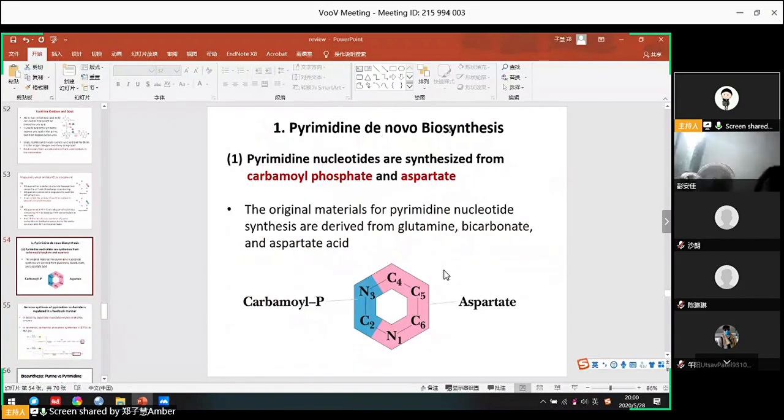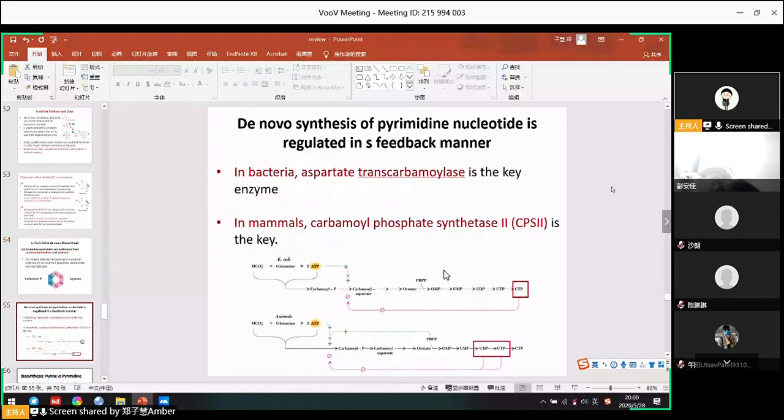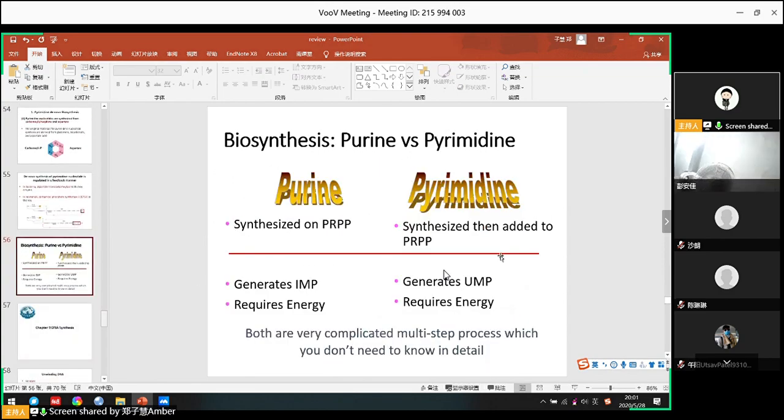Okay, so next is pyrimidine de novo synthesis. Still, you have to know what is the source of the pyrimidine ring, and the regulation of the de novo synthesis of pyrimidine nucleotides, which is by a feedback manner. The important part here is the difference between bacteria and mammals. The difference is the key enzyme, so review the regulation of the key enzyme. You can go back to the lectures to review it. And this is just a general summary of the difference between purine and pyrimidine in de novo synthesis. Okay, so this is this chapter.